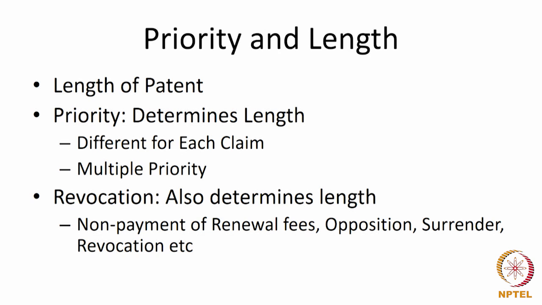Now priority is a concept that is tied to the length of a patent. Length of the patent is the time during which the patent remains valid and enforceable. From the date of the application till the date the patent expires is what we call the length. Priority determines the length. The length of a patent is determined by the priority. So when you get the priority, you can determine the length of the patent, the time period during which it is valid can be ascertained.